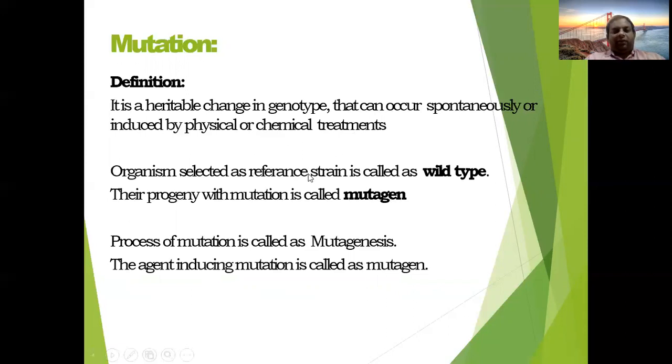The organism selected as reference strain is called wild type. So wild type means no mutation. For example, wild type is used for polio, and for others also; E. coli we use. The agent causing mutation is called a mutagen. A mutant is a wild type with a single mutation of the genetic material. The process is mutagenesis. Agent-induced mutation is called induced mutation.